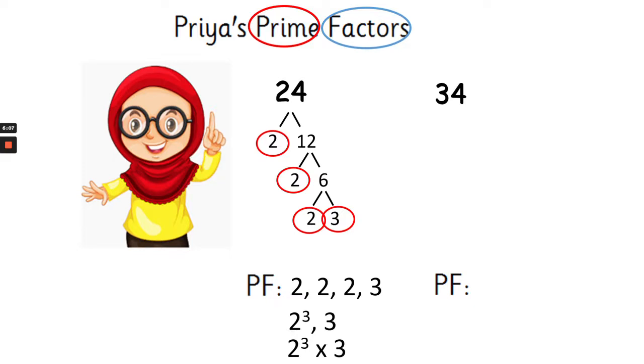All right, let's move on to 34. First job, we're going to find a factor pair for 34. I'm going to write 2 and 17. I'm going to circle 2 and 17. They are the prime factors of 34. And well done if you remembered you could write them down as an equation.